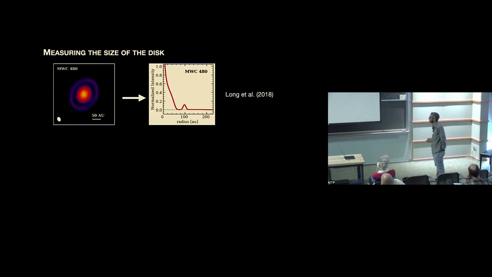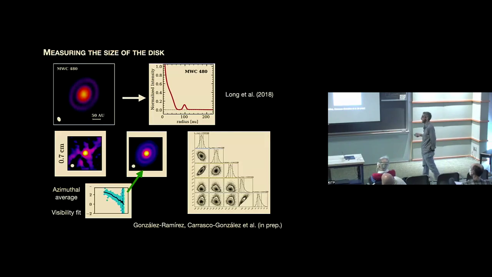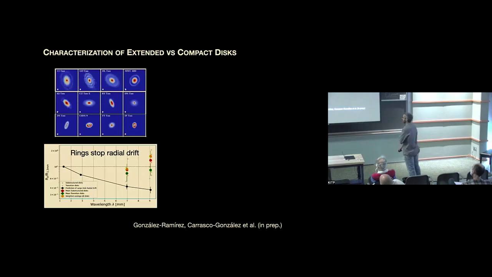sizes at different wavelengths. This is very easy with ALMA, but it's difficult at 7 millimeter with the VLA, because the dust emission is weaker, so you have to use azimuthal average and visibility fits. So this is how we recover. This is the same disk. You see, this is the clean image, and this is the visibility modeling. So we are able to recover emission from these substructures, and we measure the sizes.